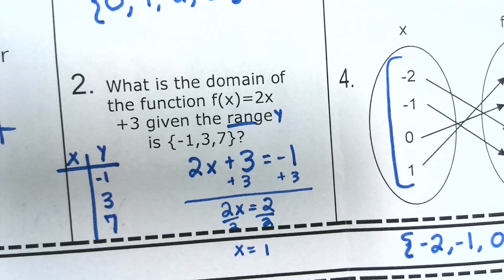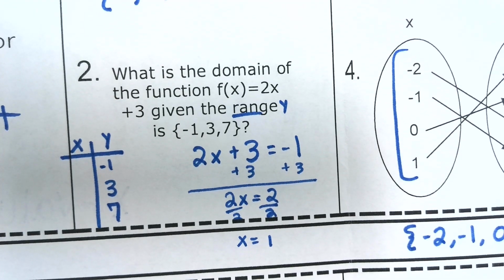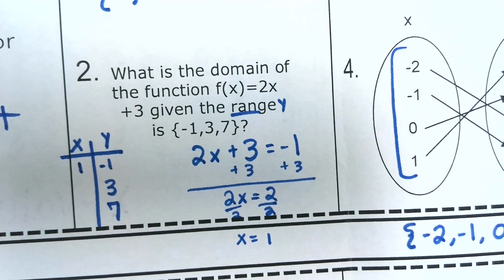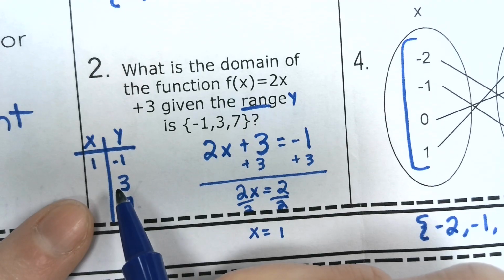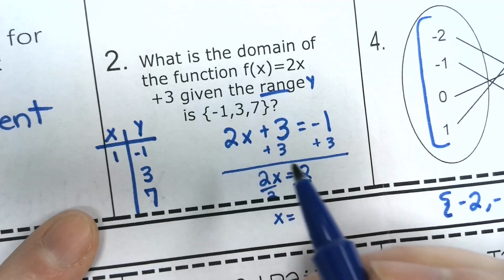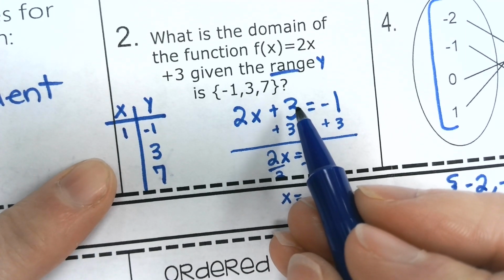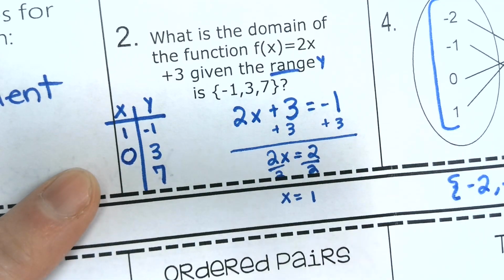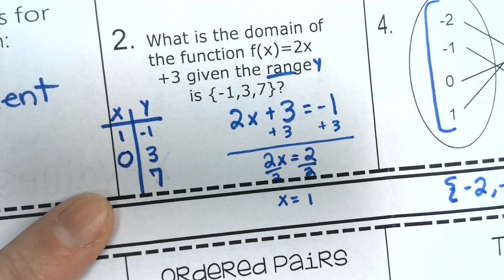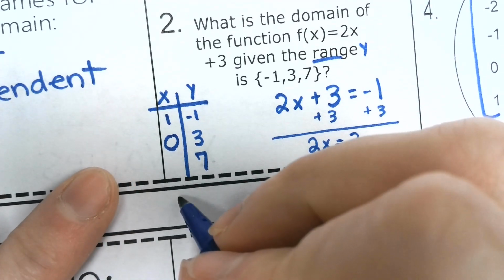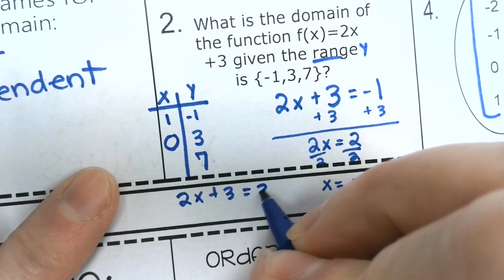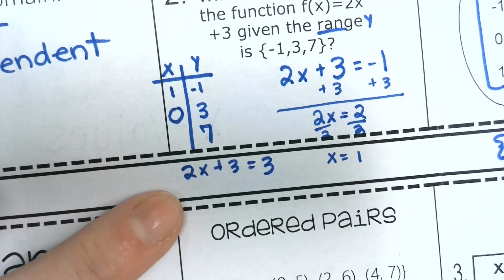So this would be 1. Okay, to get 3, it would have to be 2 times what plus 3 gives me 3? It has to be 0. 2 times x plus 3 is going to give me 3. X has to be 0.